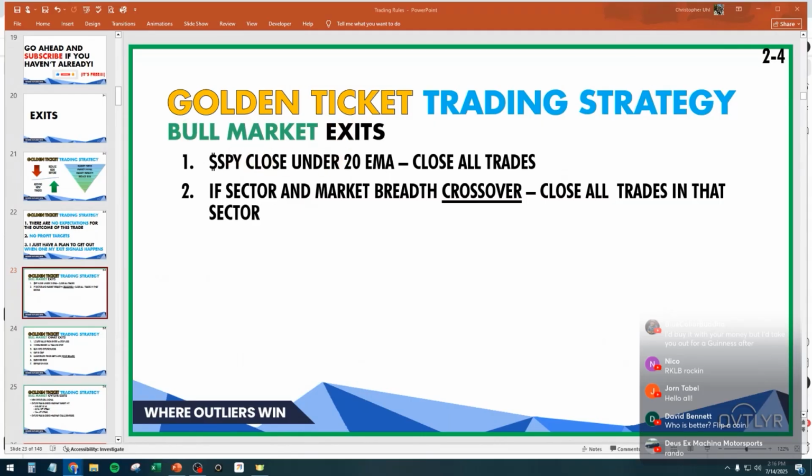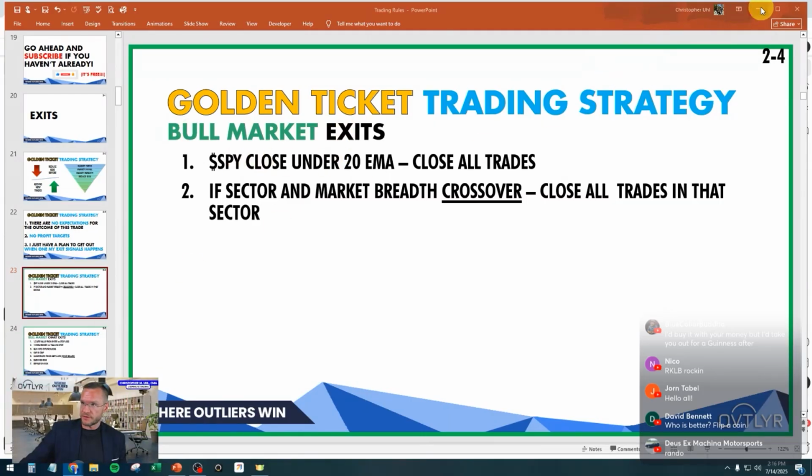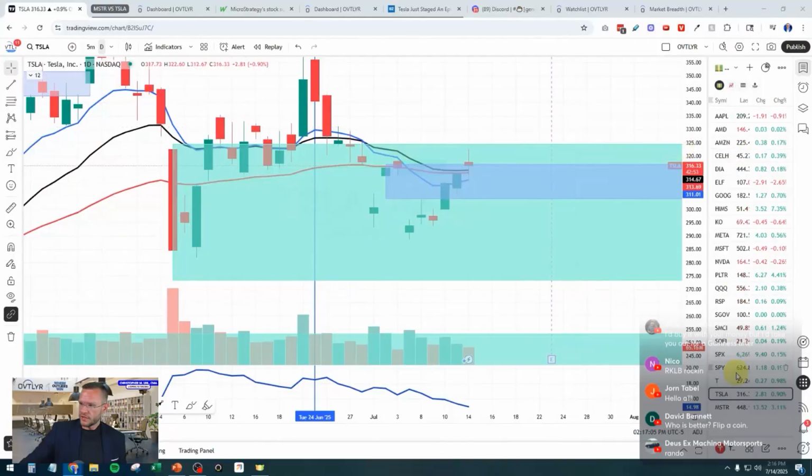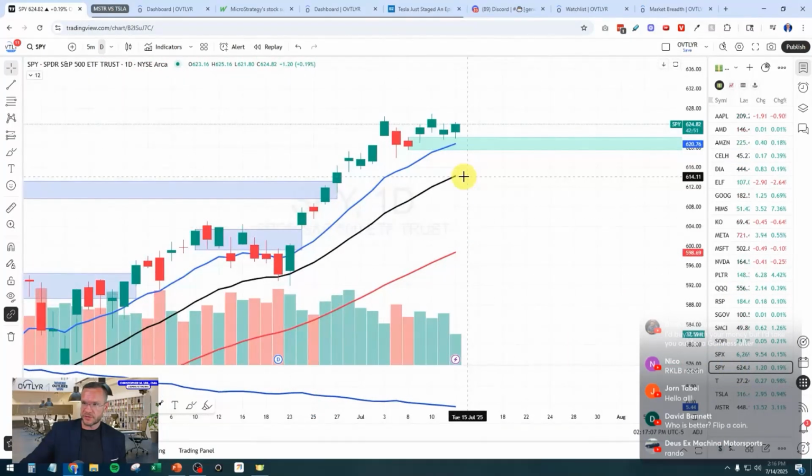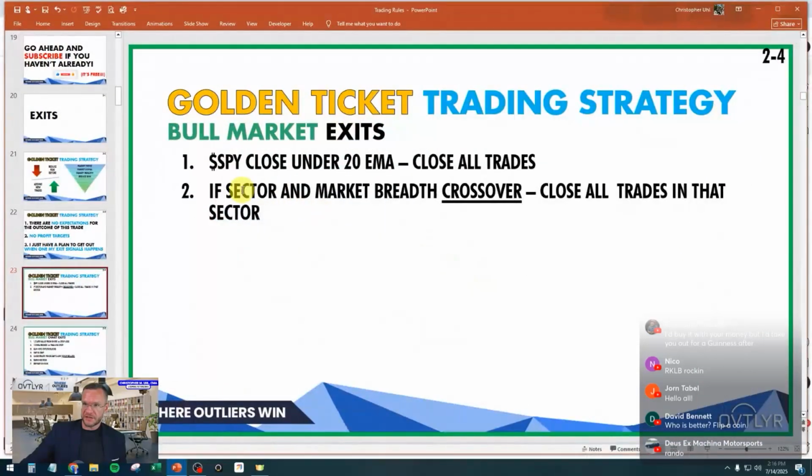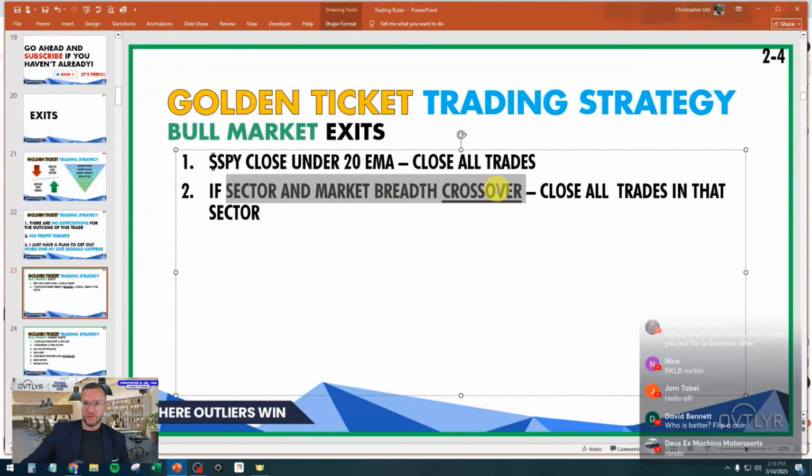A SPY close under the 20-day exponential moving average. We're not there yet. I don't know when we're going to be there, but we're nowhere close right now. 614 is the 20-day, and 624 is where we're at right now. If the sector and market breadth crossover, however, close all trades in that sector.